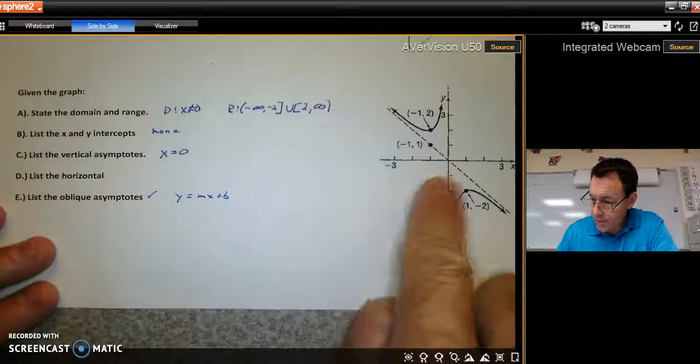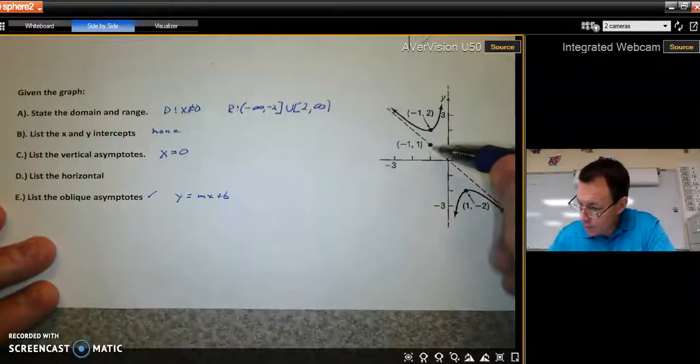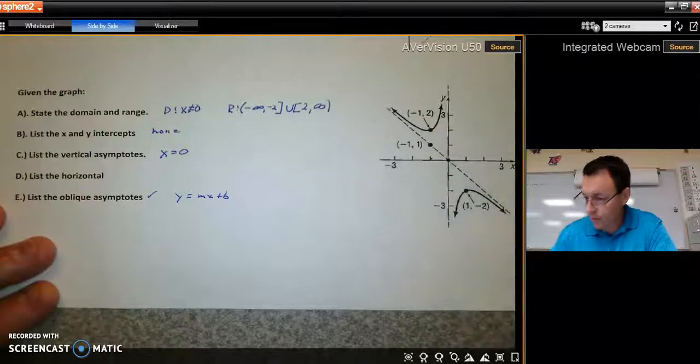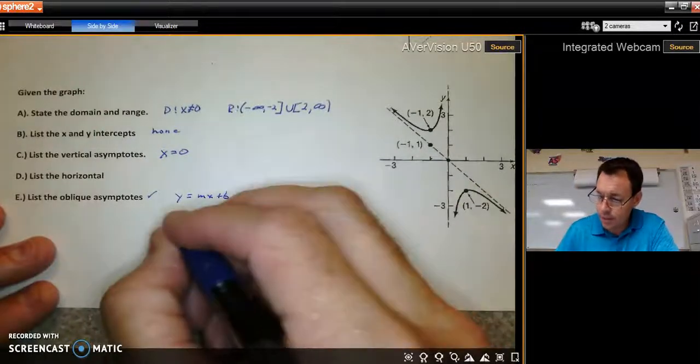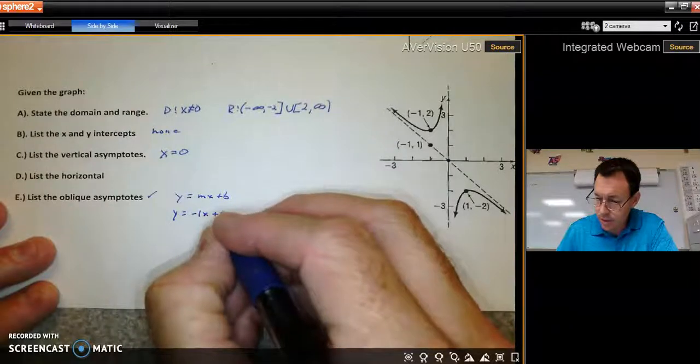Well, our y-intercept is 0, so that's going to be a 0. And then our slope, if you pick a couple points that are on the dotted line, you go down 1 over 1. So that would be a slope of -1. So y equals -1x plus 0.